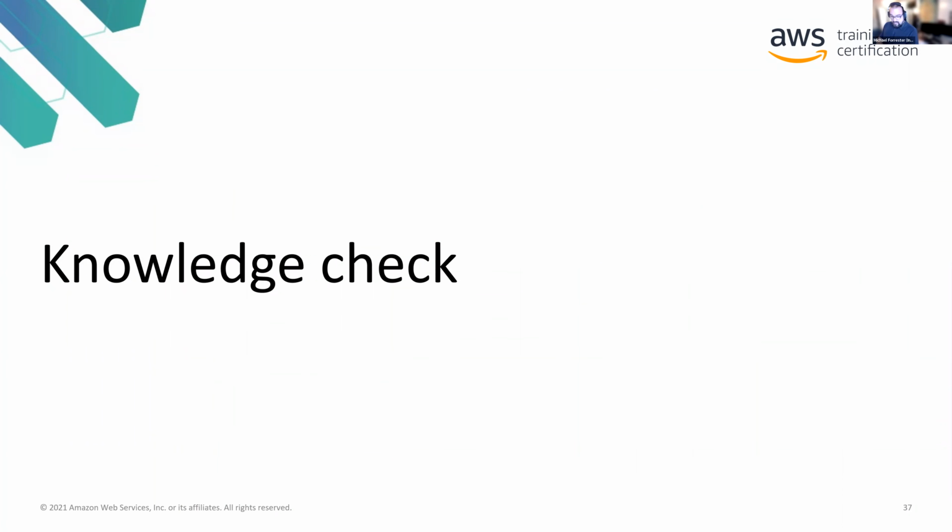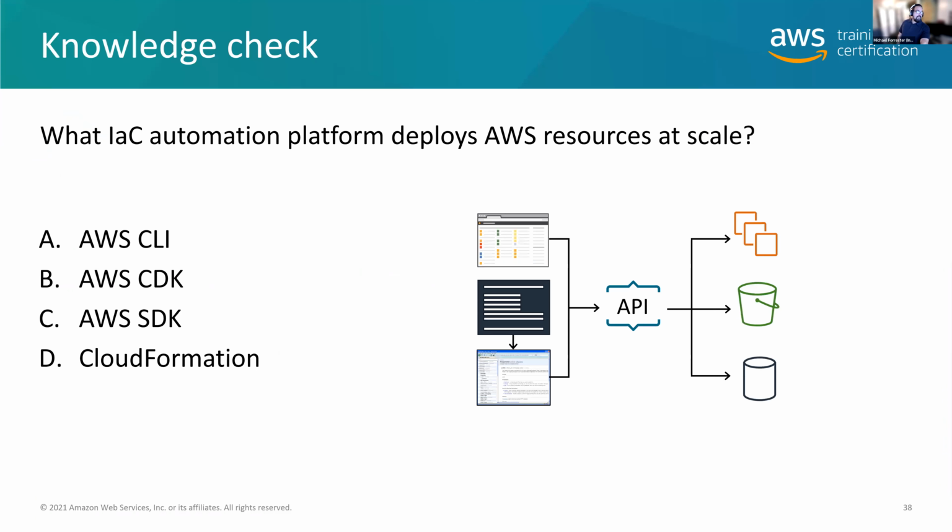Okay, let's do a knowledge check, and then we're going to take a break. Which infrastructure as code, because remember I told you we're going to drown you in acronyms, which infrastructure as code automation service deploys AWS resources at scale? CloudFormation. Thanks, John. Yeah, CloudFormation, right? So that would be D. Good. Do me a favor, by the way, type your answers if you don't mind, so that we can get everybody's answers.